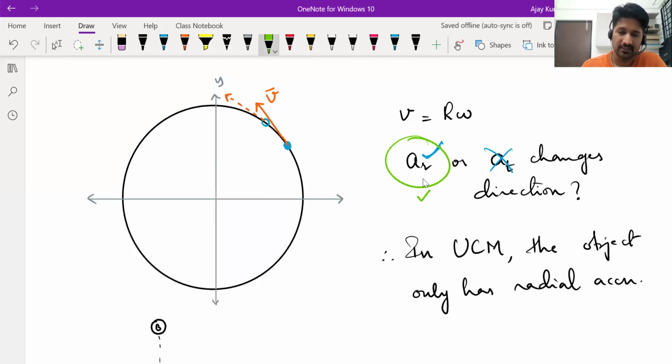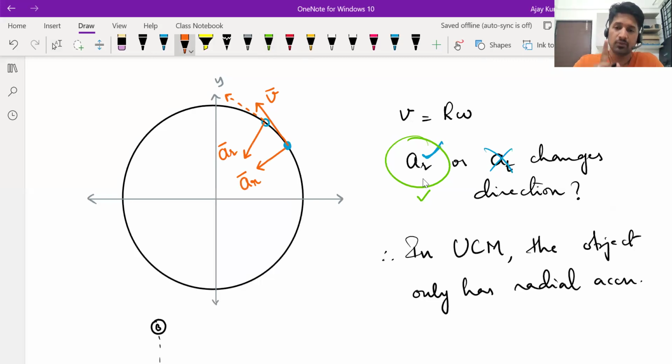We just discussed that there must be radial acceleration, right? Radial acceleration will be perpendicular to velocity like this. At this position, it will be like this. There must be radial acceleration. And why is that radial? Why are we saying radial acceleration must be there? Because the direction has to keep changing.